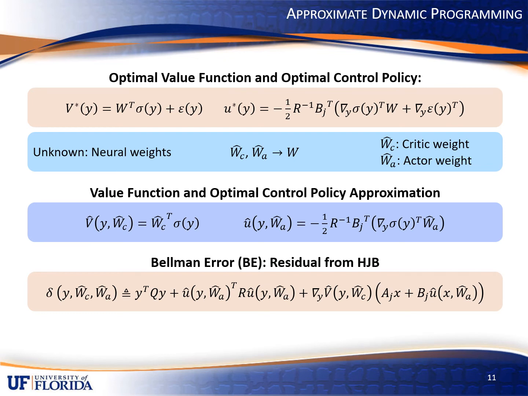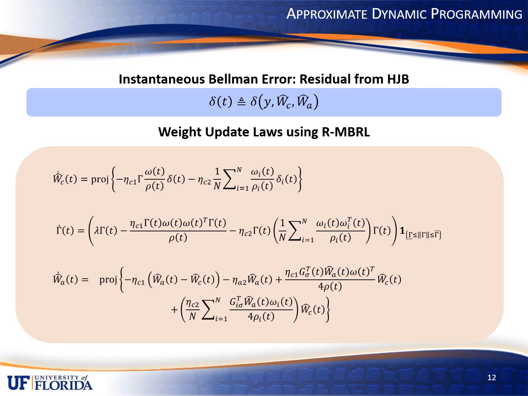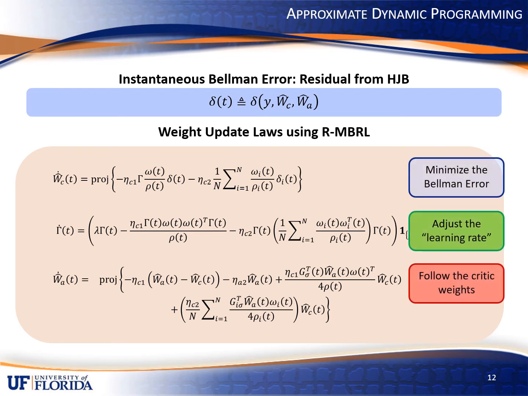And the Bellman error is a residual from the Hamilton-Jacobi-Bellman equation, and it is an indirect measure of the optimality or suboptimality of the control policy and value function approximations. Using delta as the regression metric, we want to alter the actor and critic weights appropriately so that delta decreases. So to be specific, the critic update law minimizes the Bellman error delta, the gamma update law modifies the least squares gain or the learning rate of the system, and the actor is updated so that it follows the set of critic weights.